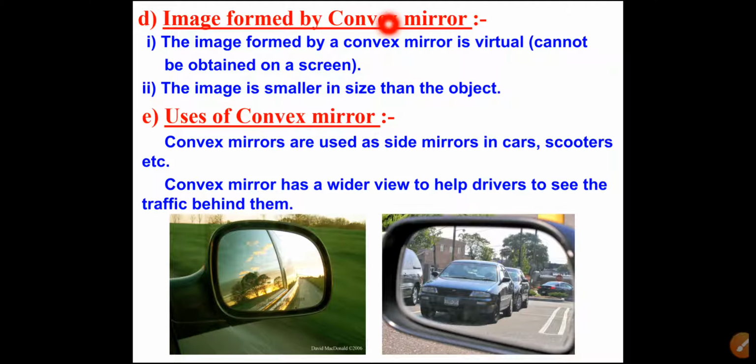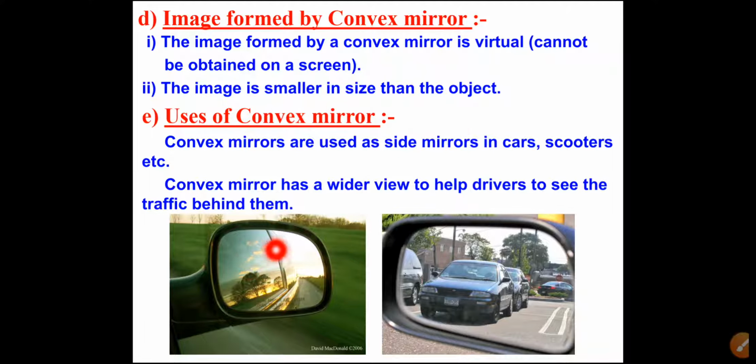The next point is image formed by convex mirror. When the image is formed by the convex mirror, the outer surface is reflecting, and the image formed is virtual, meaning it cannot be obtained on the screen. Compared to the concave mirror, where a real or virtual image can be formed, in the convex mirror the image is always virtual, and the image is smaller in size than the object.